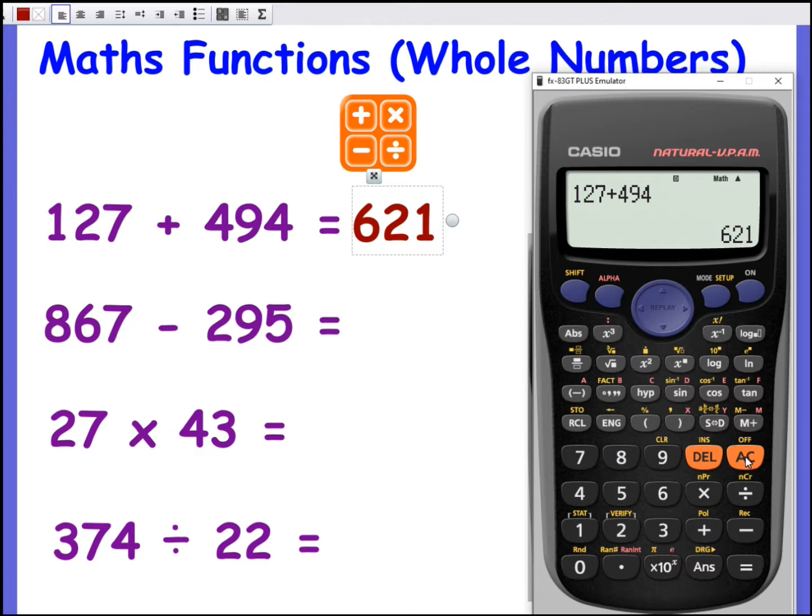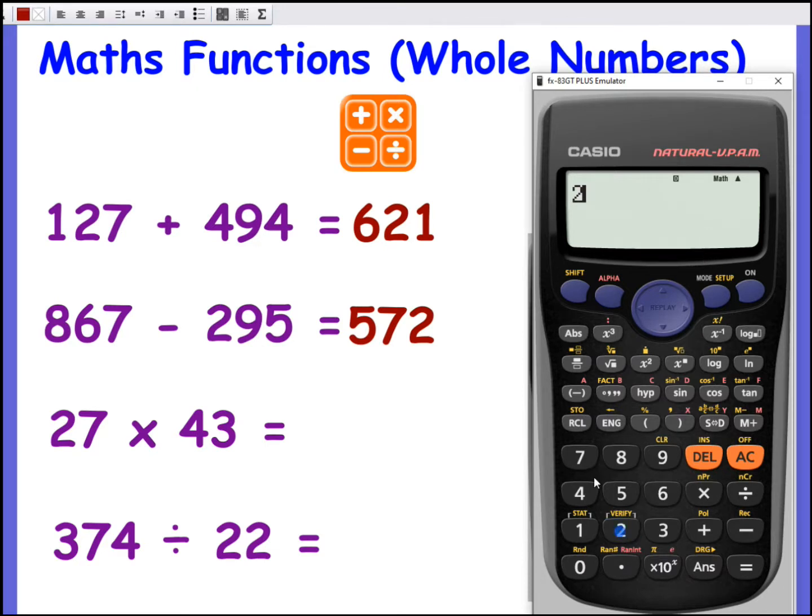If you want to clear the screen, there are 2 options. The first one is to press AC. Now we can do the next question, 867 subtract 295. Press equals and we get our answer, 570.